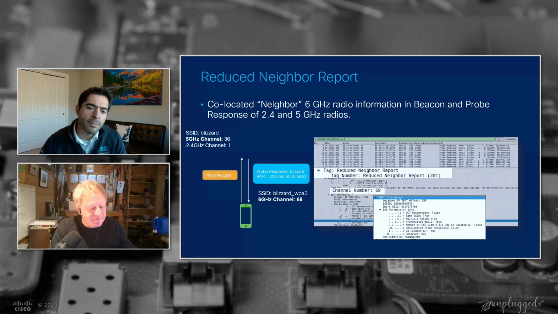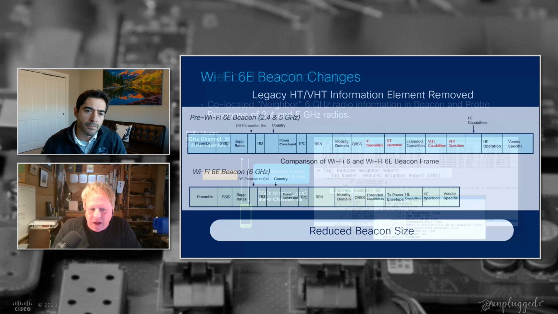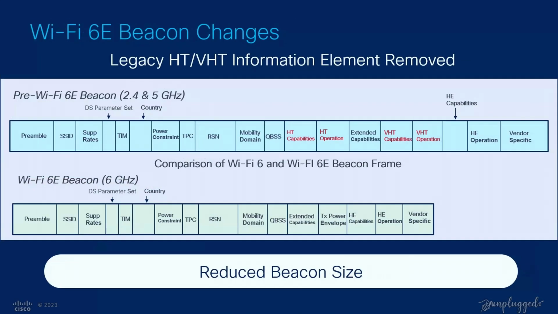And beacons, Dan, they have always been known to increase utilization, cutting into the airspace. In fact, as best practice, we try to keep the number of beacons and associated WLANs to a minimum, under 4 specifically. That is very true. So as you can see here, the beacon format has changed a little bit. We've got the Wi-Fi 6E beacons, which are shown on the bottom, and you can kind of see just by looking at that it's smaller.